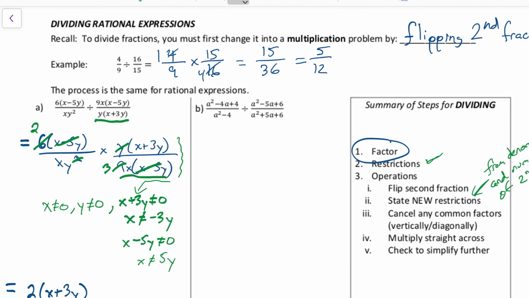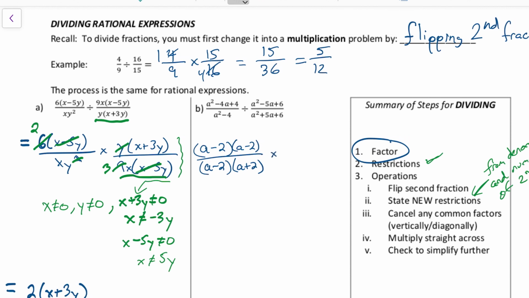Okay, next one, again, lots of factoring. So first thing I'm going to do, and if you want, you can factor while you flip it. It's up to you. I'm going to factor this numerator. So two numbers that multiply to give positive 4 but add to give negative 4. So that's going to be a minus 2 times a minus 2. And then in the bottom, watch out, this is one of those difference of squares. So I've got a minus 2 times a plus 2. And that gives me that difference of squares, a squared minus 4.